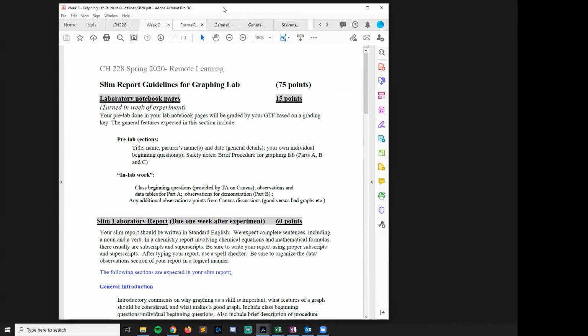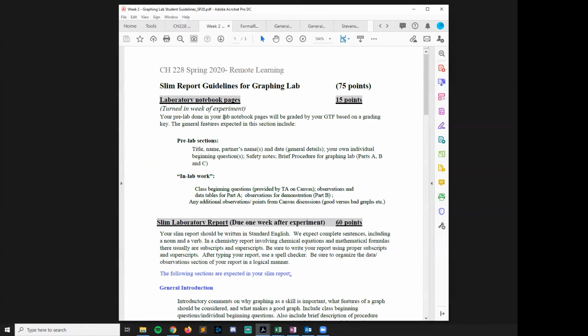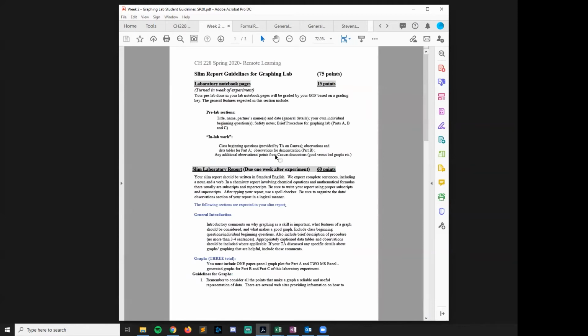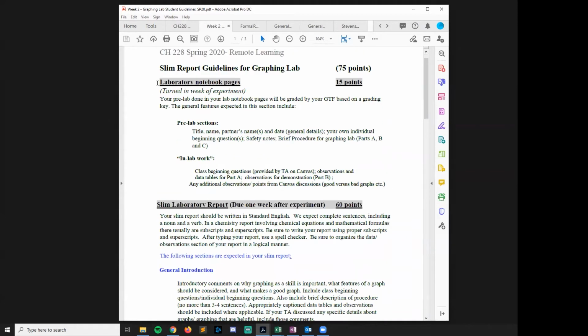Okay, so what is a slim lab report and how am I going to be grading these? This document, I hope you will look at. Laboratory notebook pages, we already talked about that. That's not really part of the slim report. That's just you turning in your notebook pages. As far as grading your lab notebook pages, I believe I mentioned this in lab to most of you. For this week, I'm not grading quality. So if you don't think you did a good job or the answers aren't correct, don't worry this week. This is more to get you used to turning them in.